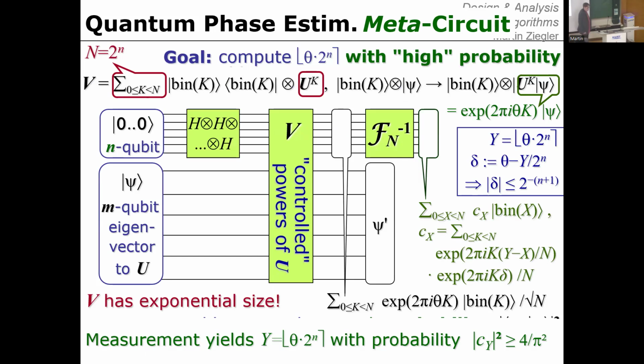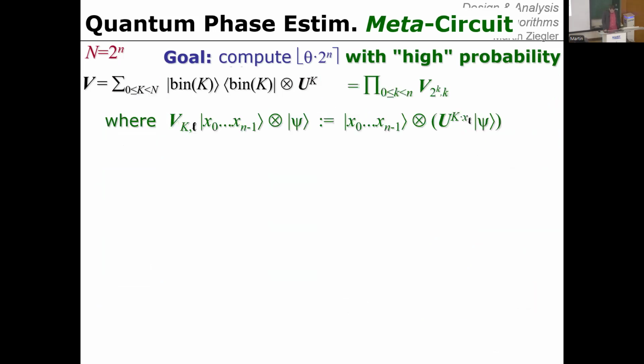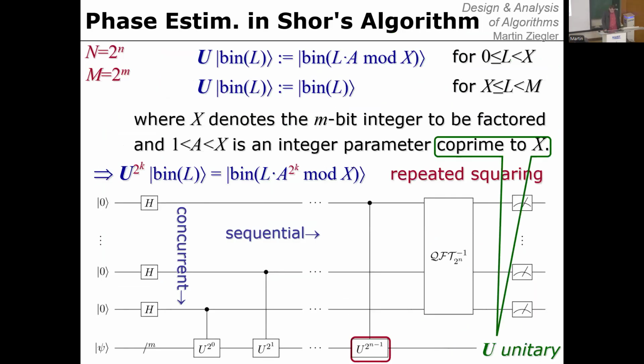There's this n-fold Hadamard gate, then there are these controlled powers, which we just saw, because of the particular form of U, can be done. Not in general, that's why the general quantum phase estimation problem cannot be solved efficiently, but only for very specific U's, and here we have such a U. And the inverse quantum Fourier transform also. So that's basically the end. Now you have seen Shor's algorithm.